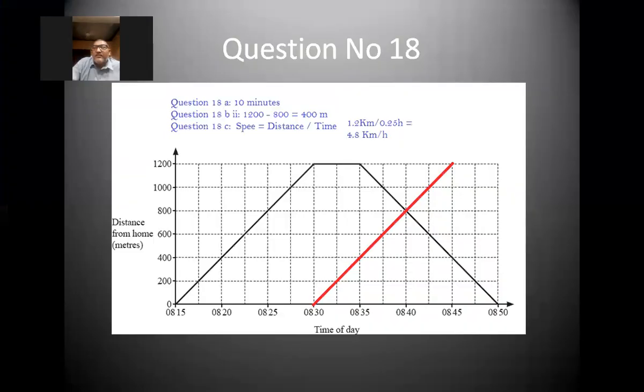Let me increase the size. Here they have met each other, Safira and her brother, and you have to tell how much is the distance from the shop. The shop is here at 1200 and he's at 800. So the distance between the shop and him is 1200 minus 800, that will be 400 meters. And question number 18, A part, that's 12 minutes. What? I wrote here 10 minutes, that's wrong.